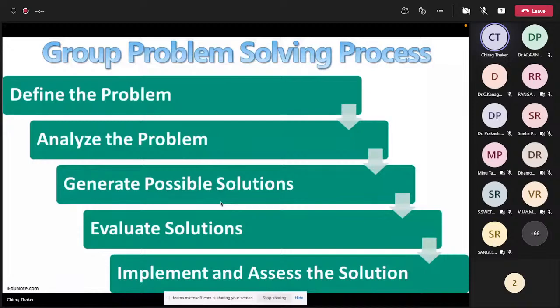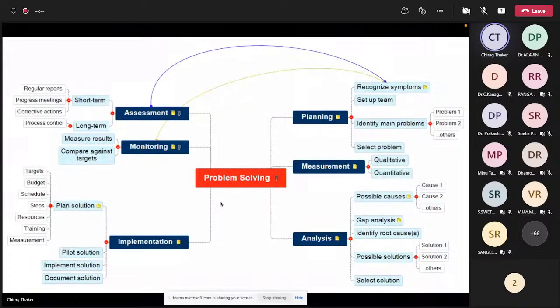Define, analyze, generate possible solutions, evaluate, and all this. So problem solving has many dimensions: planning, measurement, analysis, implementation, monitoring, and assessment. When you are doing assessment, there is short-term assessment and long-term assessment. Short-term through regular reports and process meetings. Long-term through process control. When you are monitoring, measure the results and compare the results against targets. When you are implementing, pilot the solution, implement the solution and document the solution. But implementation has one major step, that is plan solution, targets, budget, schedule, steps, resources, training and measurement.